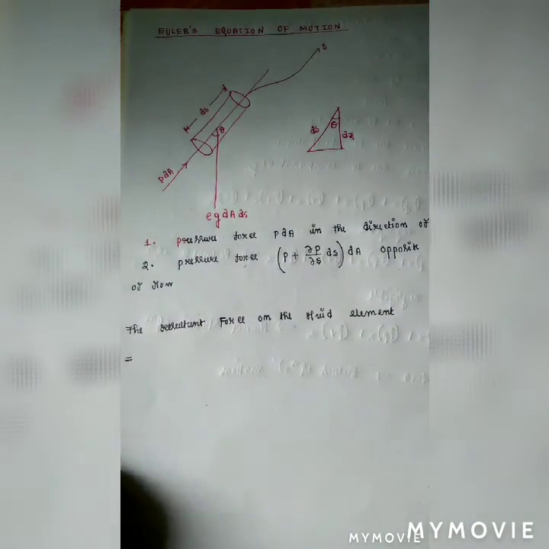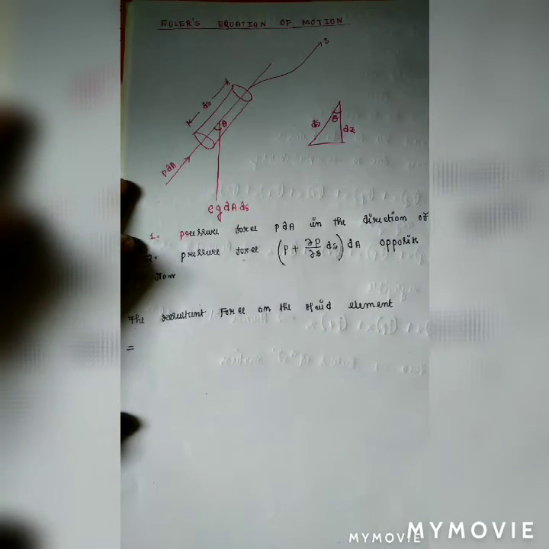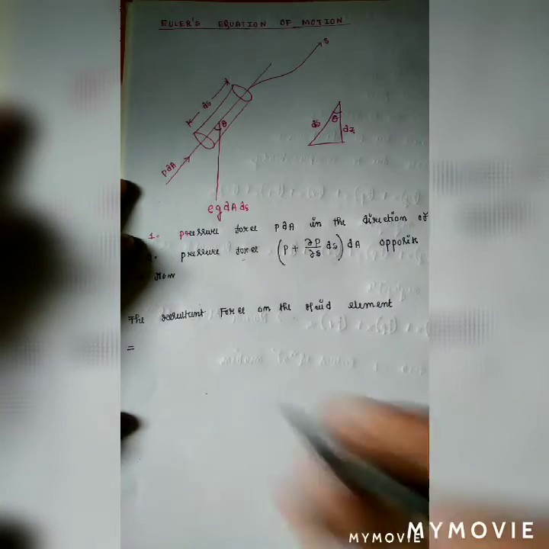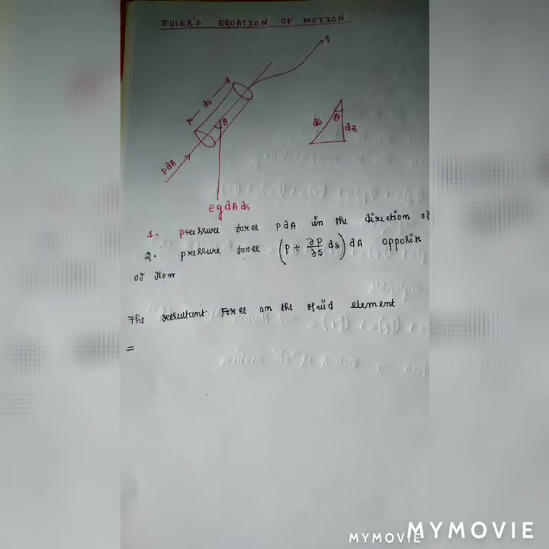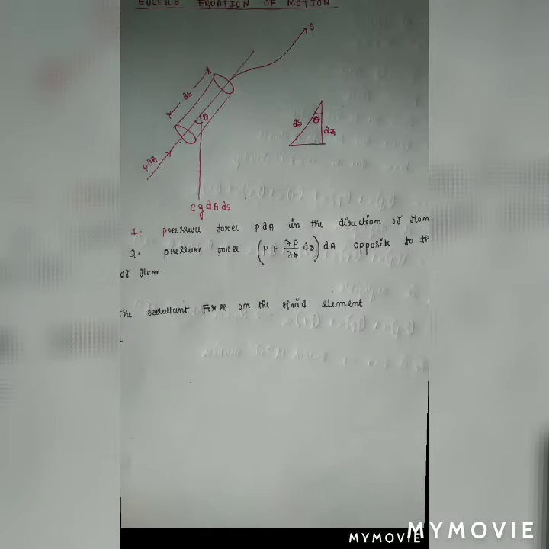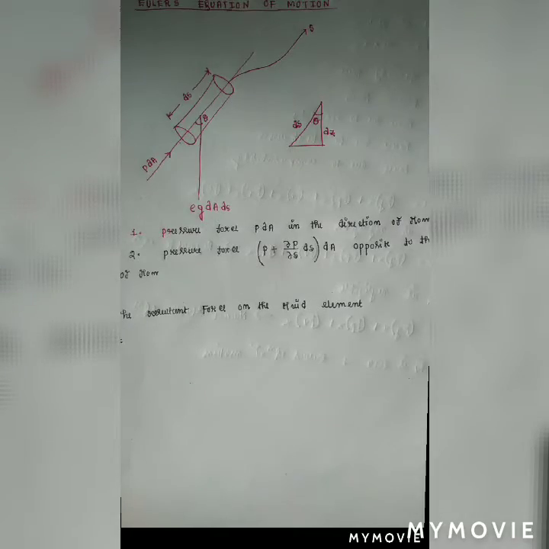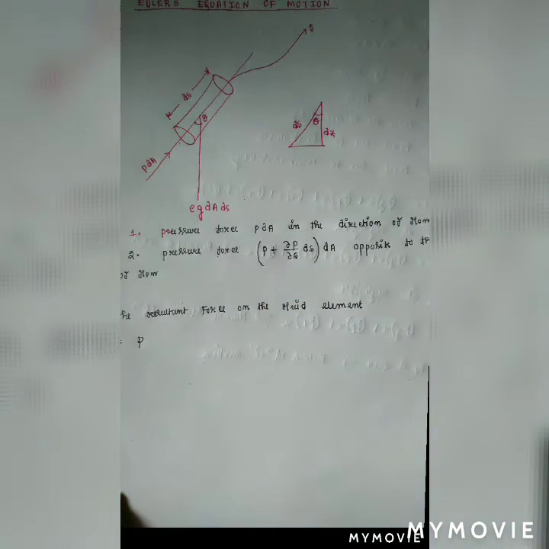Our next topic is the deduction of Euler's equation of motion with its numerical form. You can see there, consider a streamline in which flow is taking place in this direction as shown in the figure. Consider a cylindrical element whose cross-sectional area is dA and length is ds.